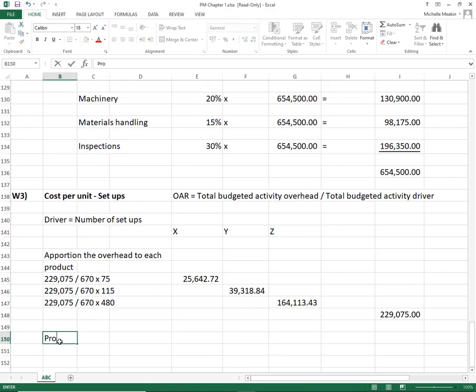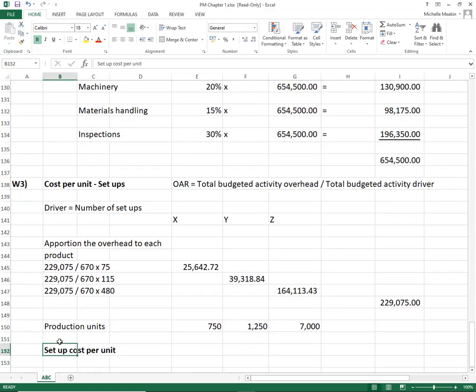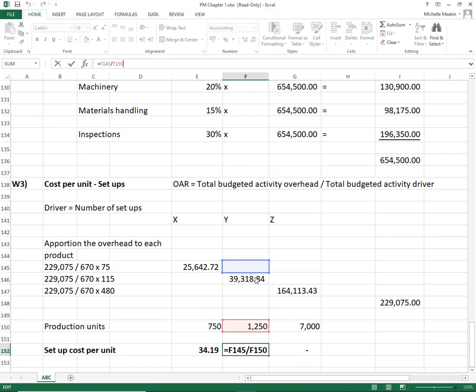I can then take the number of production units I am going to produce for each of my products, 750 for X, 1,250 for Y, 7,000 for Z. And I will work out a setup cost per unit. The setup cost per unit will be the amount of overhead I've apportioned divided by the production units. And again, I would work to 2 decimal places unless you are told otherwise.